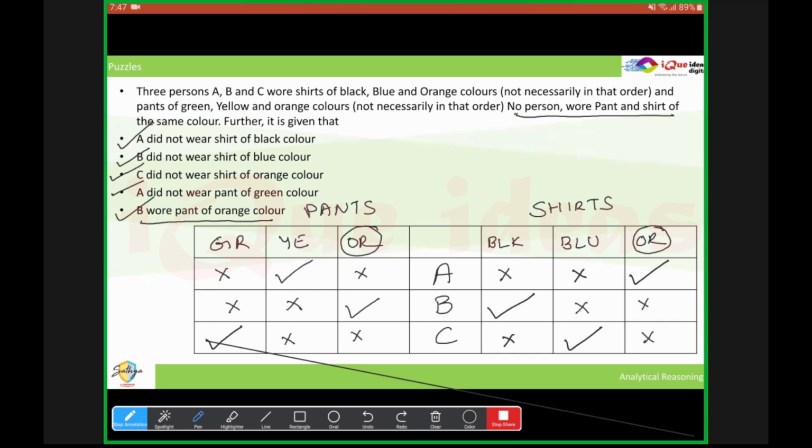Grid table-based puzzles can easily be done if you mechanically keep filling in the data. Remember, the moment you put a tick, if you know it is a one-to-one connection, then you have to also put a cross in the entire row and column.